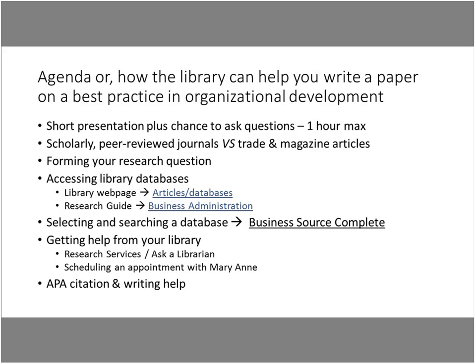Some of the other things we're going to talk about is the difference between scholarly peer-reviewed journal articles and trade and magazine articles. We'll talk about forming your research question, how to access library databases and select a database that has the type of information that you need. And we'll talk about getting help from the library and APA citation and writing help.